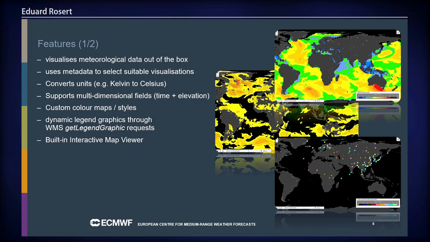And we have multidimensional fields. So you see time dimension and elevation dimension also in the GetCapabilities document, which allows you then to select specific data. We provide dynamic legend graphics, which are of course very useful for visualizations, so you can select an appropriate size for your legend, and then Magics and SkinnyWMS together try to create a suitable legend graphic for these dimensions.